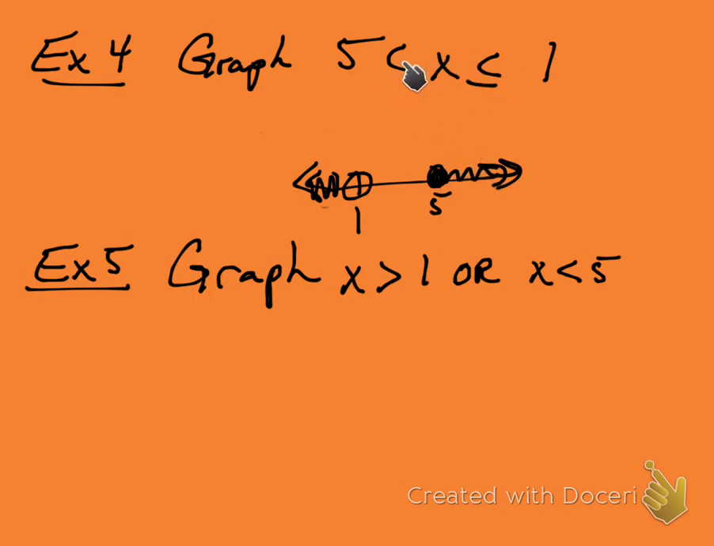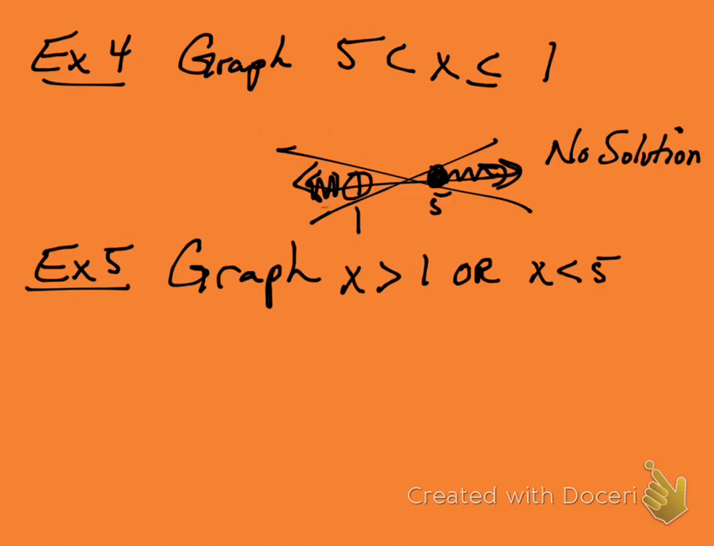So, what does this mean? What possible numbers can you think of are greater than or equal to 5 and less than 1? There are no numbers, are there? There are no numbers at all. The answer, my friends, is no solution. That's it. That's the answer.